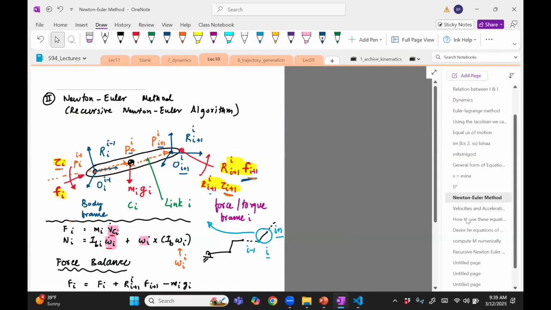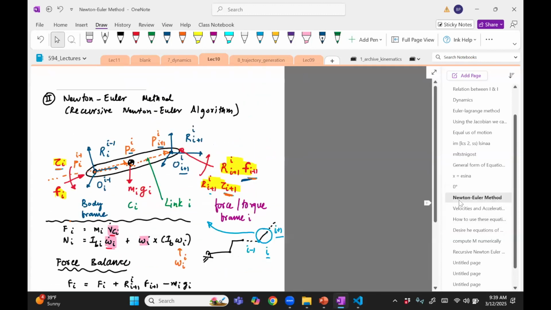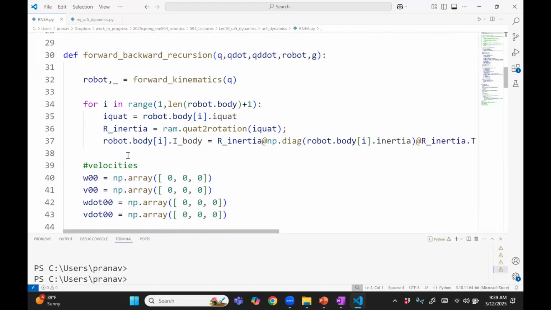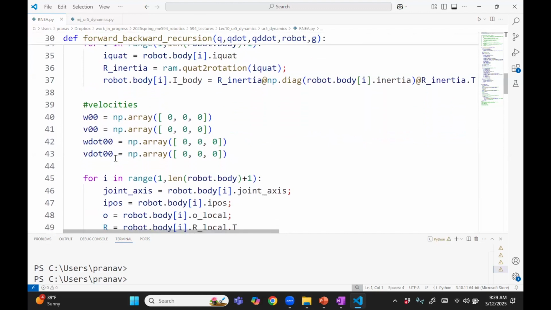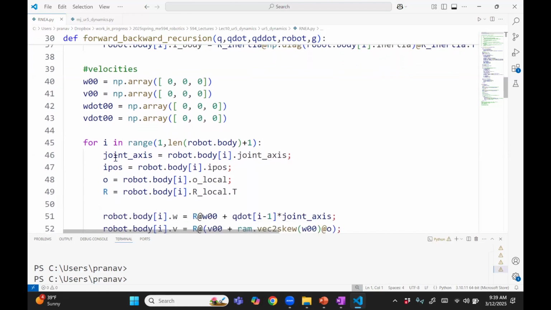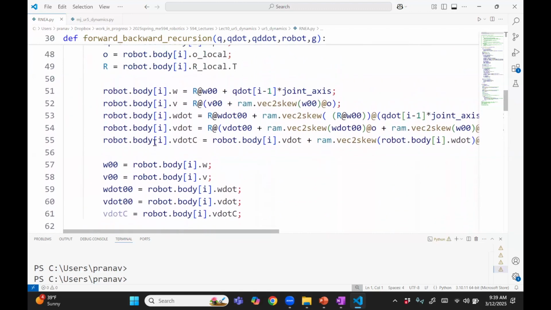So that's the forward recursion for velocities, backward recursion for forces and torques. What this does is it computes the velocities first, so it does the forward recursion first. You can only do the forward first. You can't do the backward because the torque balance relies on velocities, angular velocities and accelerations. So then I do this to compute all the velocities.